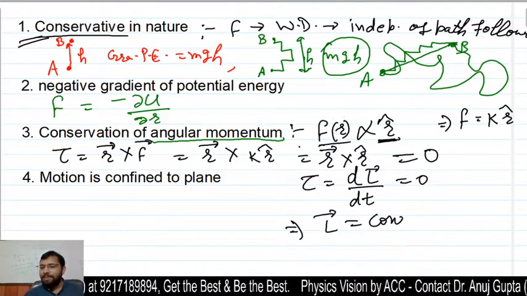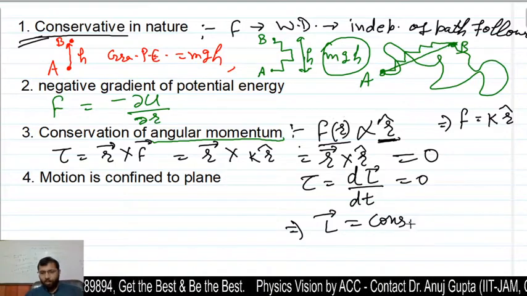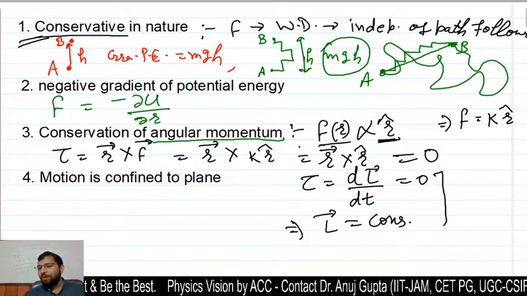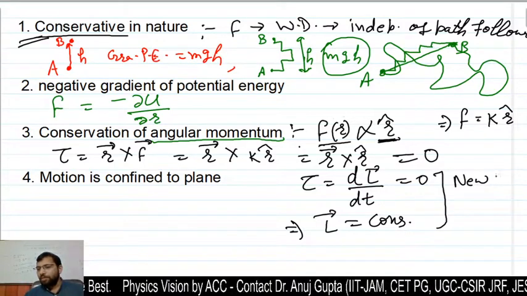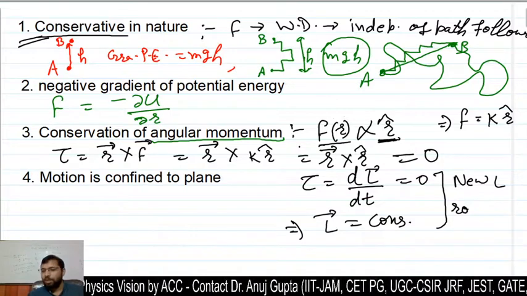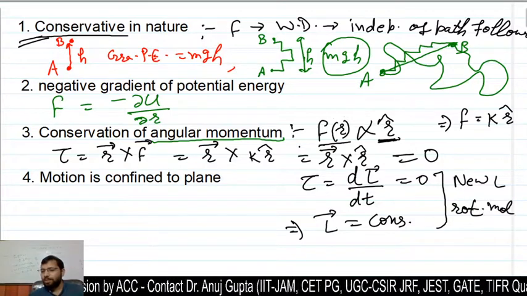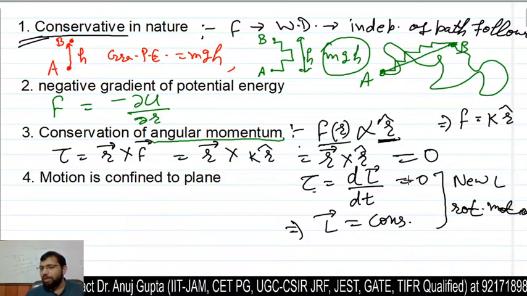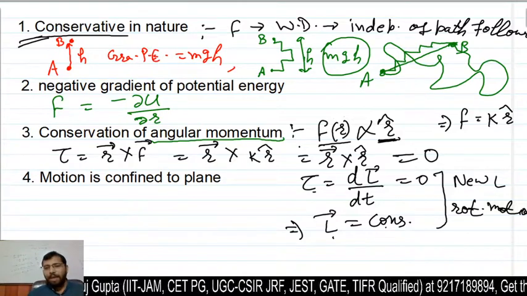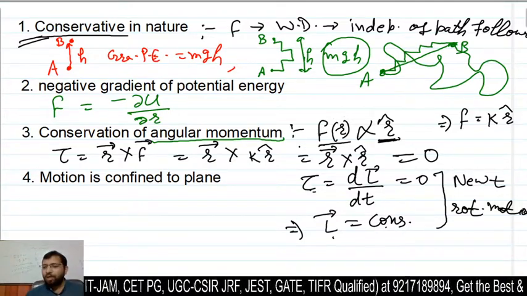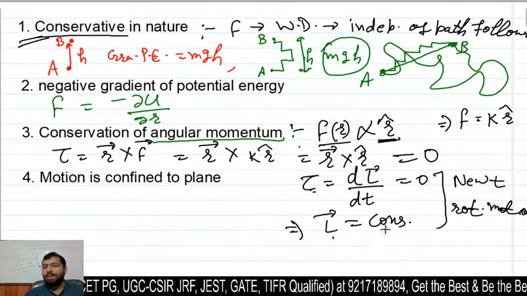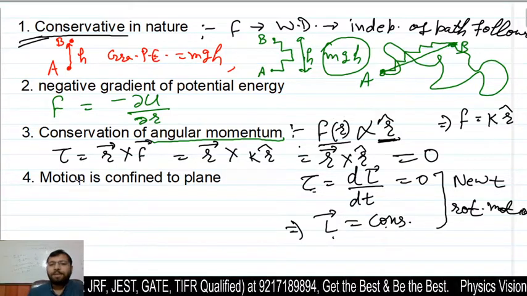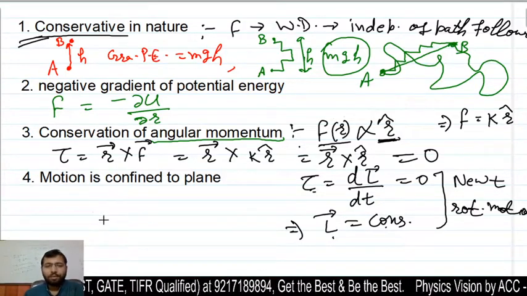What is L? L is angular momentum. You can also directly deduce this from Newton's law of rotational motion. लीनियर मोशन में क्या होता है? लीनियर मोशन में when force is zero, linear momentum remains conserved. In case of rotational motion, when torque is zero, angular momentum remains conserved. Okay, this was the third property, that angular momentum remains conserved in case of central forces.